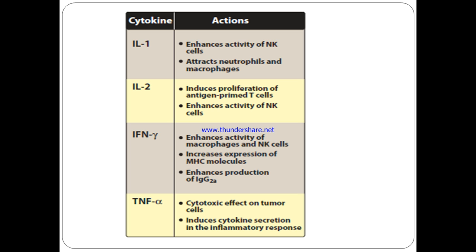Now, these are some basic cytokines which have an important role in our immunity. Interleukin 1, IL-1, enhances the activity of NK cells, the natural killer cells, and attracts neutrophils and macrophages. Similarly, next is IL-2, or interleukin 2. It induces the proliferation of antigen-primed T cells and enhances the activity of NK cells.